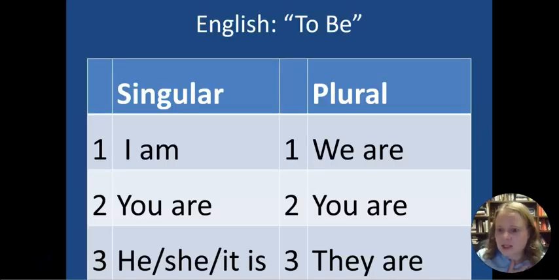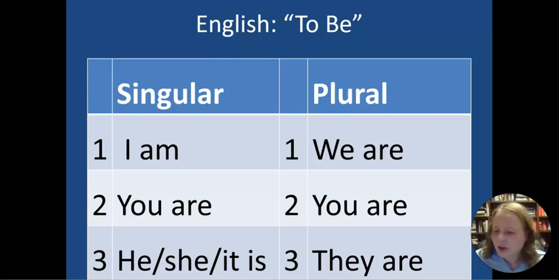And so in English, this is one of the words that we actually conjugate, one of the verbs. So we don't just say I am, you am, he, she, it, am. Instead, we change it. And so we say I am, you are, he, she, it is, we are, you are, or y'all are, and they are. So this is the verb to be.